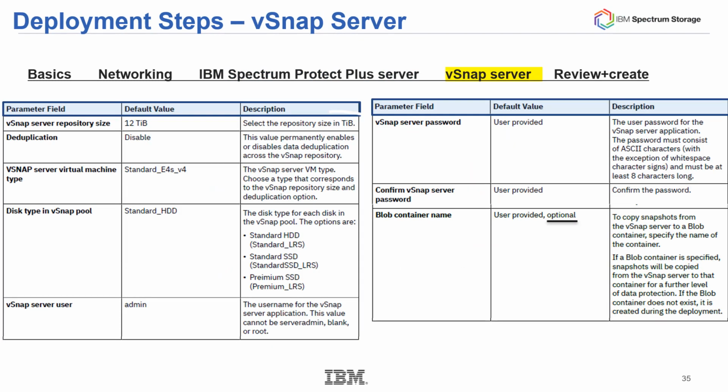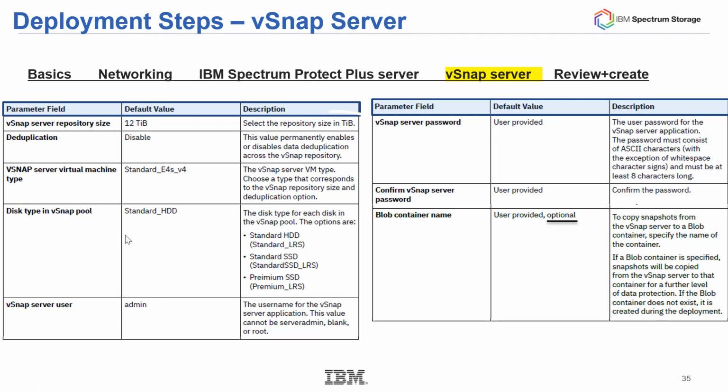The next screen will be the vSnap server information. And the first entry will be this repository size. This repository size came from the blueprints and planning sheet you ran in the very beginning, as did the deduplication if you want to enable or disable that. Azure will then automatically generate a list of virtual machines you can choose from, and it'll generate a list of disk types you can choose from.